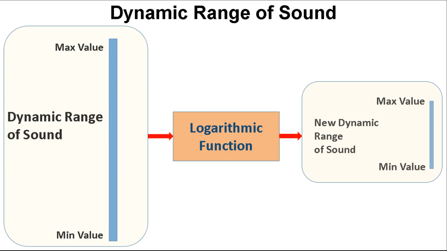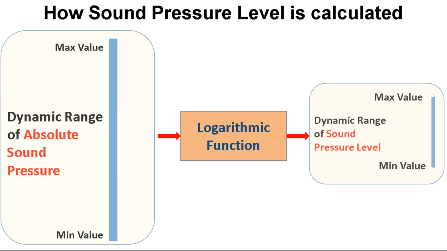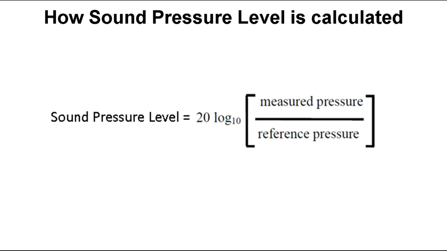Okay, so how do we calculate sound pressure in dB? And actually, when it's in dB, it's called sound pressure level. When it's in Pascal, it's the absolute sound pressure, or sometimes they just call it sound pressure. Okay, so we use this mathematical function, which is 20 log of the measured pressure, which is the absolute sound pressure, divided by the reference pressure. And here, the reference pressure has been chosen to be the threshold of hearing. Okay, that is the 20 micropascal.